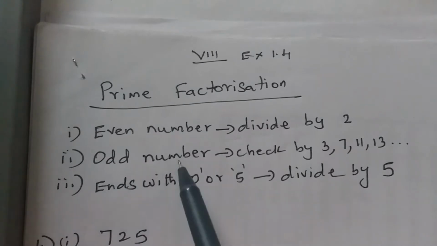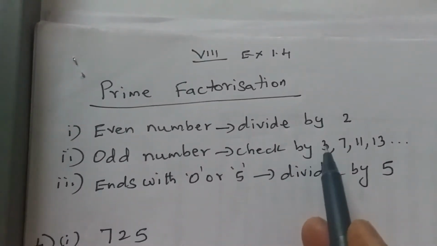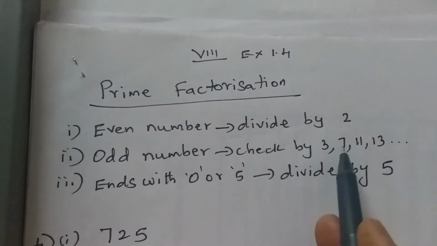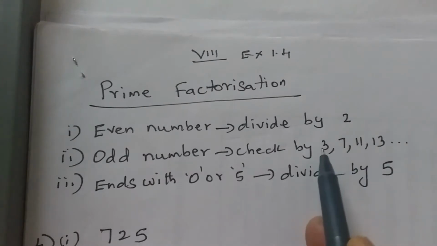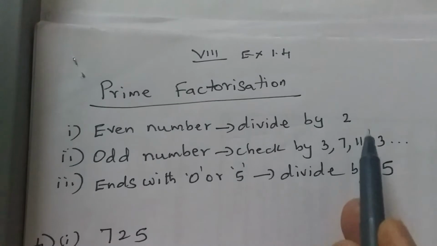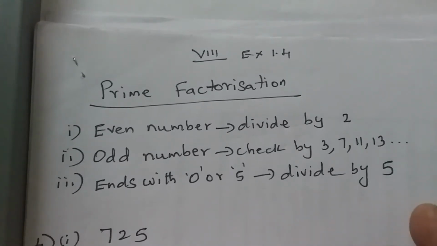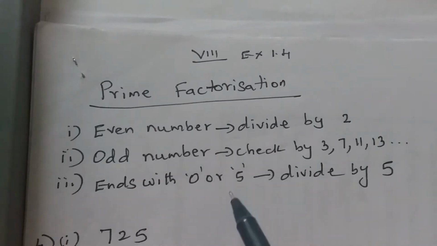Suppose the given number is an odd number. Then first you have to check whether the number is divisible by 3. If it is divisible by 3, we will divide by 3. If it is not there in the 3 table, then we check by 7. Of course, there is 5, I'll come to that point next. If it is not divisible by 7, the next prime number we check is 11. Then the next prime number 13. If not, then the next prime numbers 17, 19. It goes on and on. Once you start doing the sums, you will understand this better.